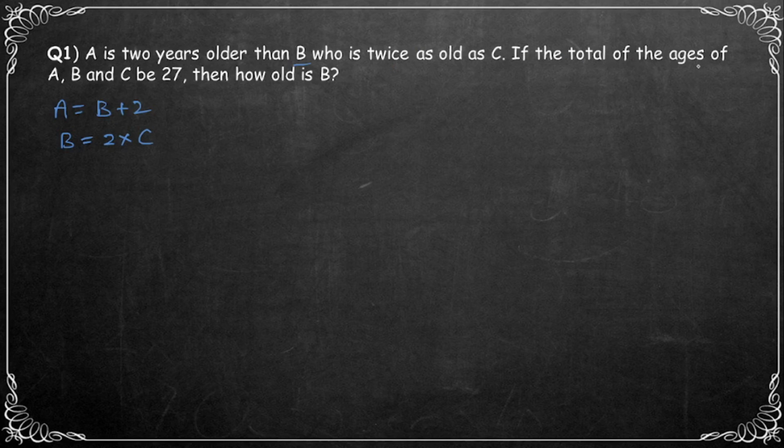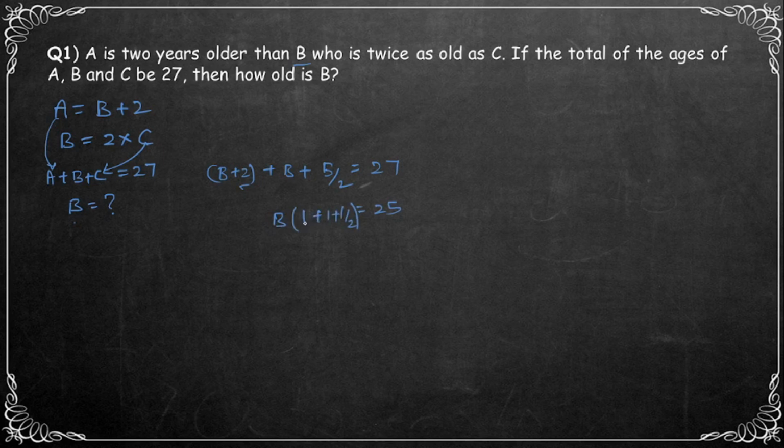Now total means addition, so we'll have to add them. Total of A plus B plus C is equal to 27. Then they are asking for the age of B. Now in order to find B, we need to substitute A and C in this equation. So A is B plus 2, plus B, plus C is B by 2, is equal to 27. Now this 2 goes that way, so it will become minus 2. So 25. If I take B common, I will have 1 plus 1 plus 1 by 2.